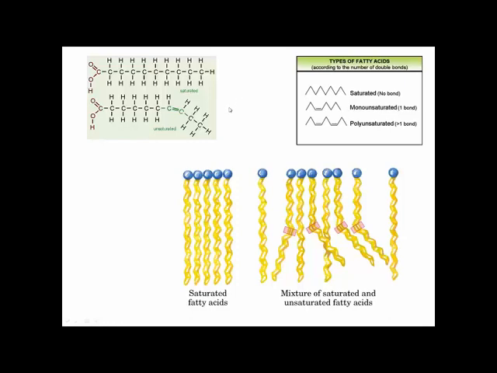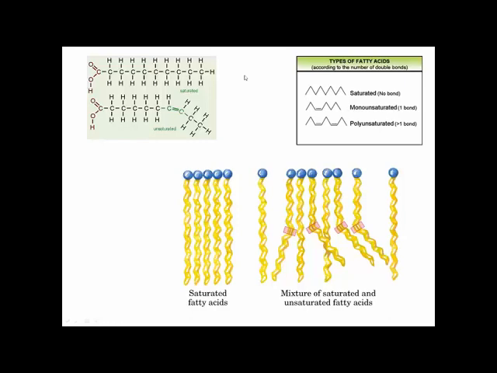Now let me talk about the types of fatty acids that you're going to find. Fatty acids can be either saturated or unsaturated. Saturated fatty acids are those where we have single bonds in between all of the carbons. Wherever we don't have a bond with carbon, carbon is bound to hydrogen. Unsaturated fatty acids are those where there's a double bond in at least one place in the chain of carbons.